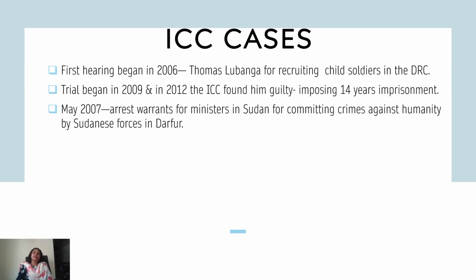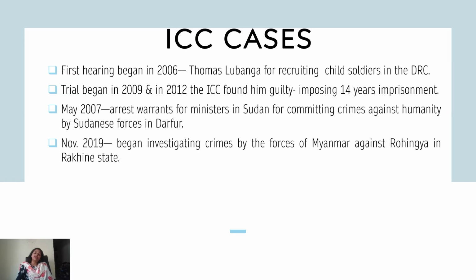Another case where in May 2007, arrest warrants were given for the ministers of Sudan for committing the international crime of crimes against humanity by Sudanese forces in Darfur. Another instance is from November 2019, where the International Criminal Court began investigating crimes by the forces of Myanmar against a Muslim minority situated in the Rakhine state, the north state of Myanmar, who are known as Rohingyas.